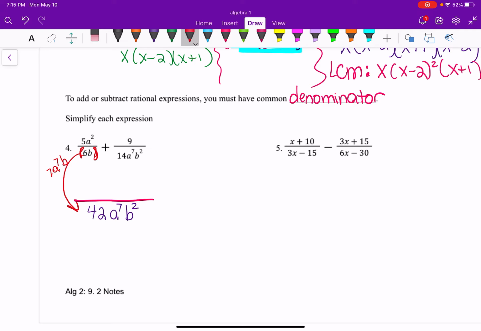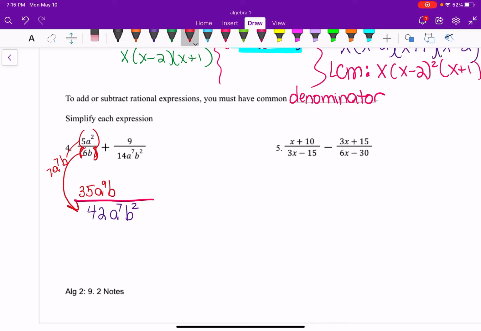Whatever I do to the denominator, I have to do to the numerator. So I also have to multiply that. So it's going to be 35 a to the 9th b. Okay, because I multiplied the numerator by the same thing I multiplied the denominator by.